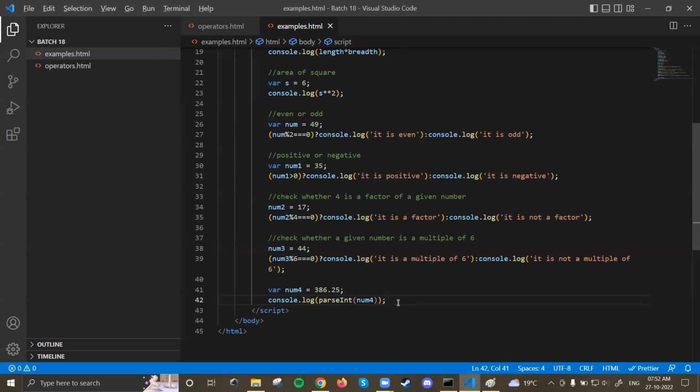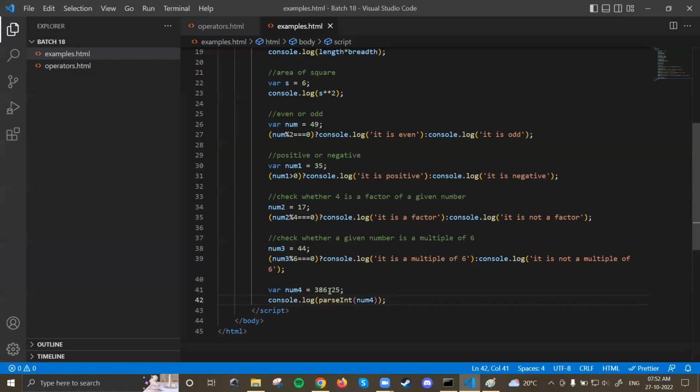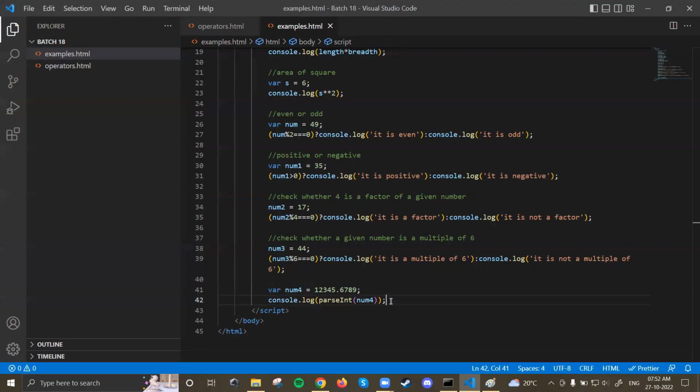Now let's save this, go to the browser and check. We got 386. Can you see? Let's say num4 is equal to 12345.6789. What will be the output of parseInt of num4? The answer is 12345. This way you can remove the remaining part.